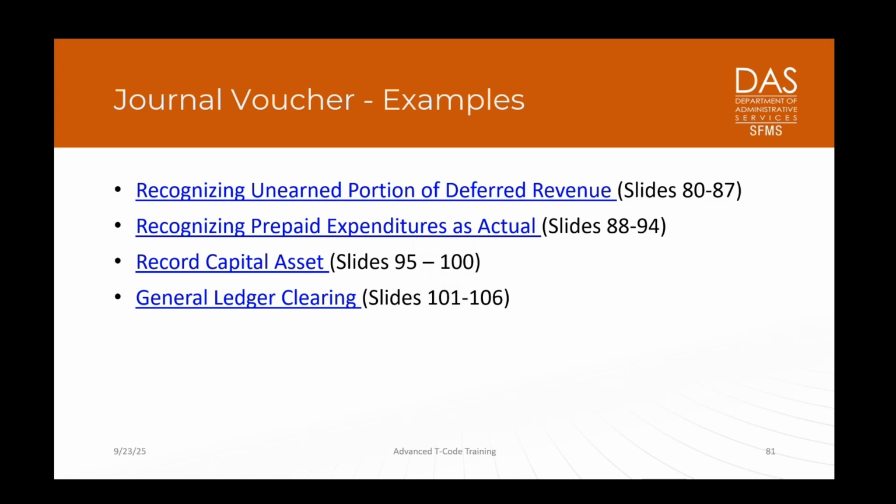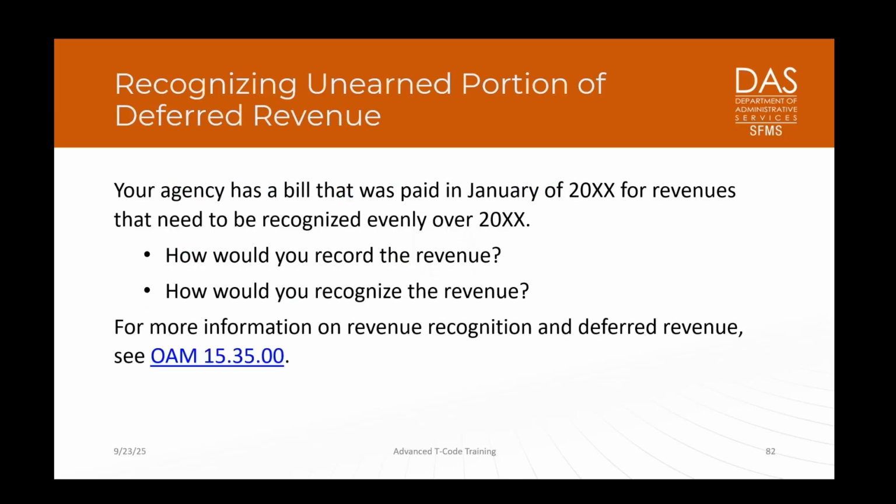So here we are going to be recognizing the unearned portion of deferred revenue, recognizing prepaid expenditures as actual, recording capital assets, and general ledger clearing. These were in Scott's agenda.